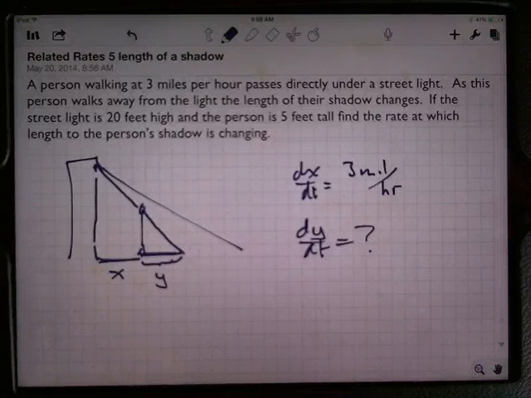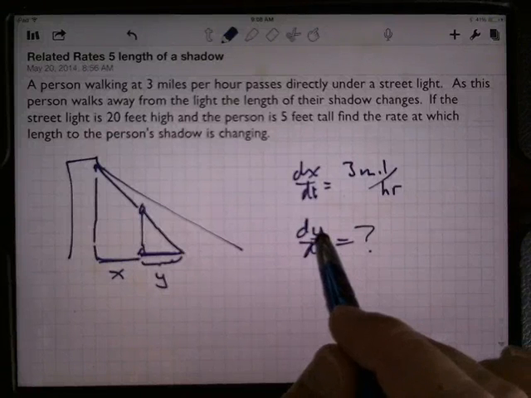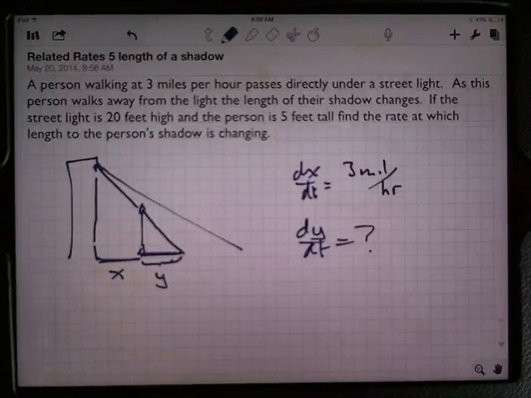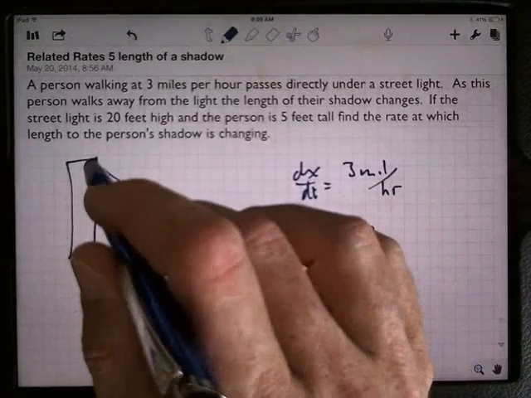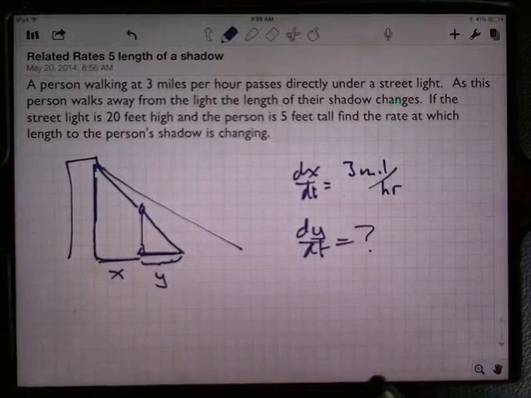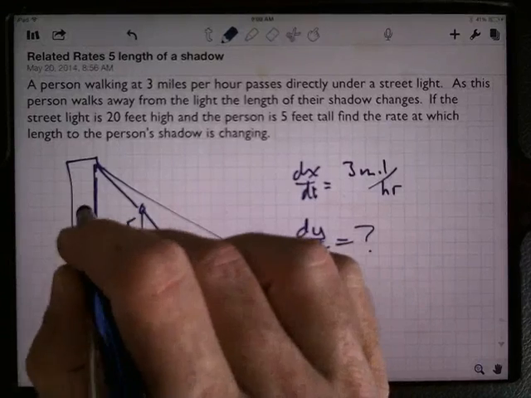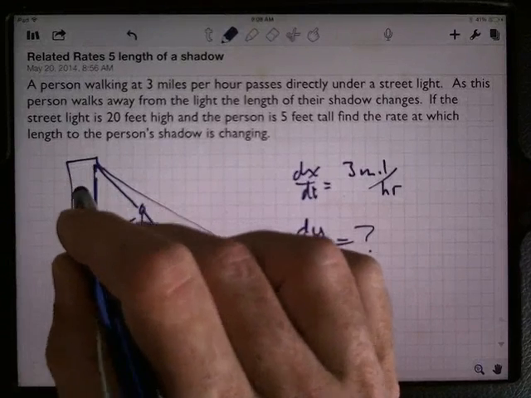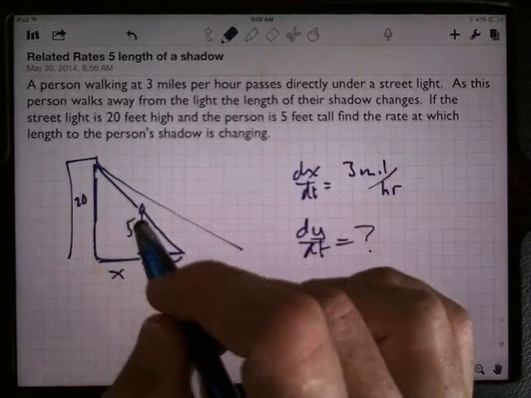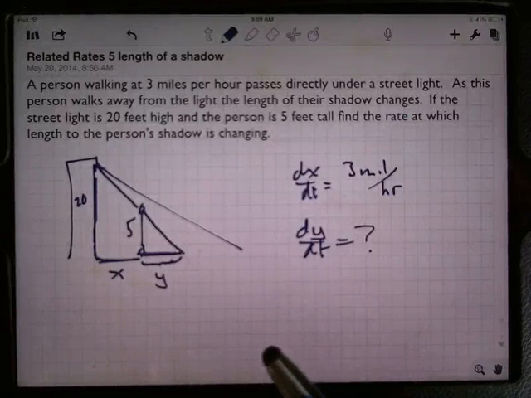But what I need now is a relationship between x and y that's always true. In order to do that, I'm going to look at similar triangles. I can think of this in terms of trig or in terms of geometry. I know that the height of the person is 5 feet and the height of the streetlight is 20 feet. So there are two triangles here that are similar, a big triangle and a little triangle, and the ratios of corresponding sides are equal.